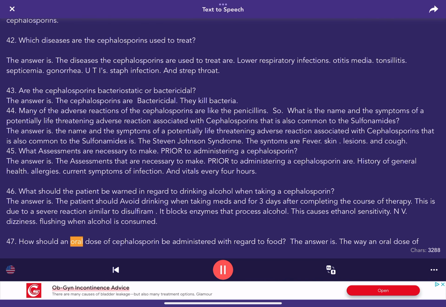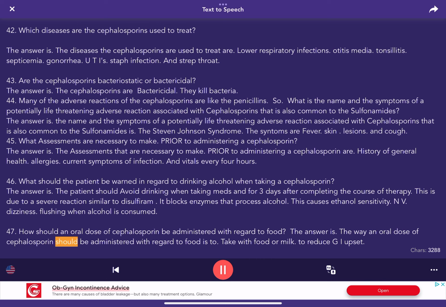47. How should an oral dose of cephalosporin be administered with regard to food? The answer is, the way an oral dose of cephalosporin should be administered with regard to food is to take with food or milk to reduce GI upset.